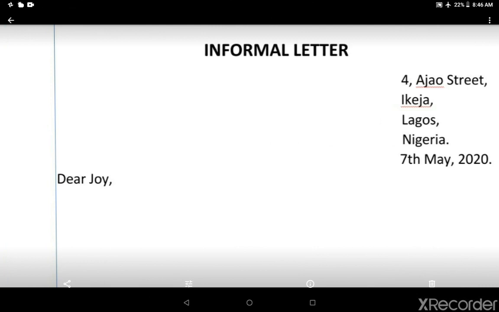So after date is salutation. Your salutation is supposed to be written very close to the margin, like what I have here. Dear Joy. You can see the D of the Dear is very close to the margin. And you are supposed to use the first name of the recipient of the letter. Of course, you can also write the nickname of the recipient.